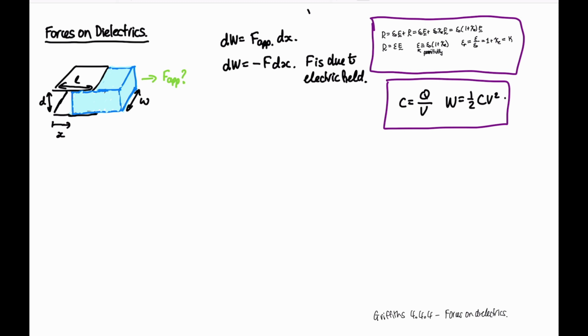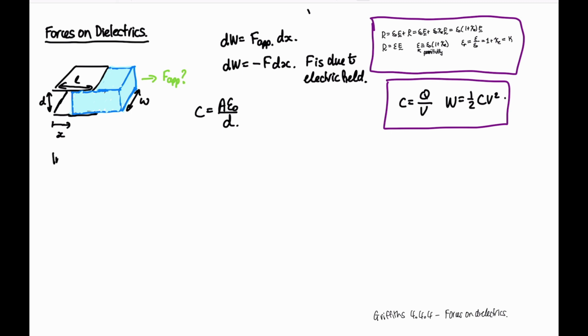Hopefully you remember from physics 1B that the capacitance of a parallel plate capacitor is given by A epsilon naught over D, where A is the area of the capacitor plate. So in this case, that would be L times W. Now, what makes this a little bit complicated is that part of this doesn't have the dielectric in it, and part of this does have the dielectric in it. So we can really consider it as being two capacitors in parallel. There's this part which doesn't have the dielectric, and then there's this part which does have the dielectric.